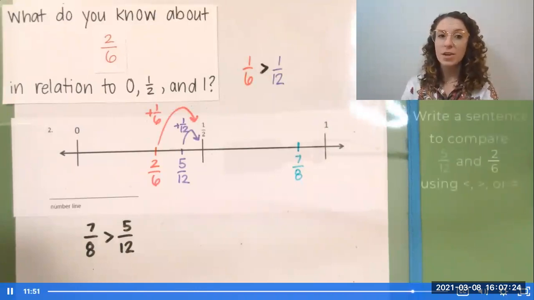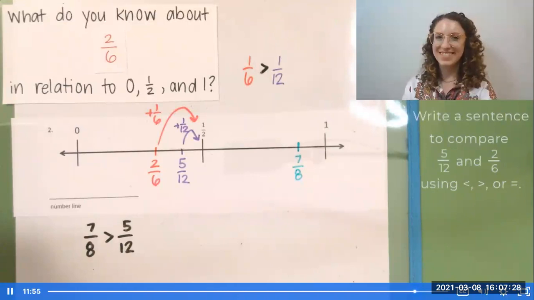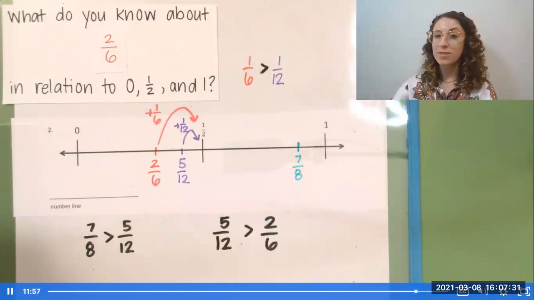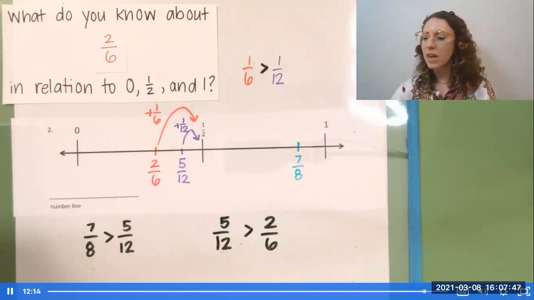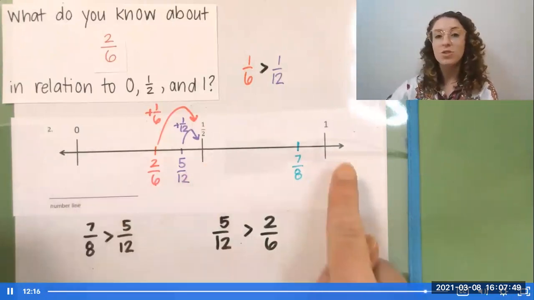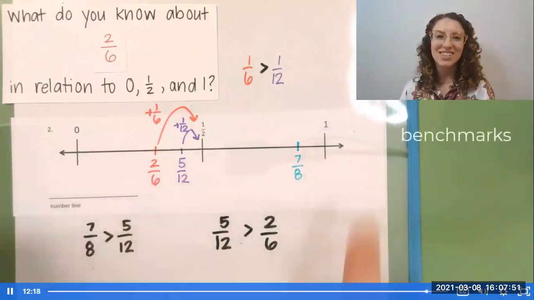Now, write a sentence to compare 5/12 and 2/6. 5/12 is greater than 2/6. To compare fractions that have different denominators, different sized units, we can compare the distance of a point from either 0, half, or 1 based on the size of the fractional units. We can use these important locations on the number line as benchmarks to help us compare fractions. Keep this in mind as you work on the problem set.